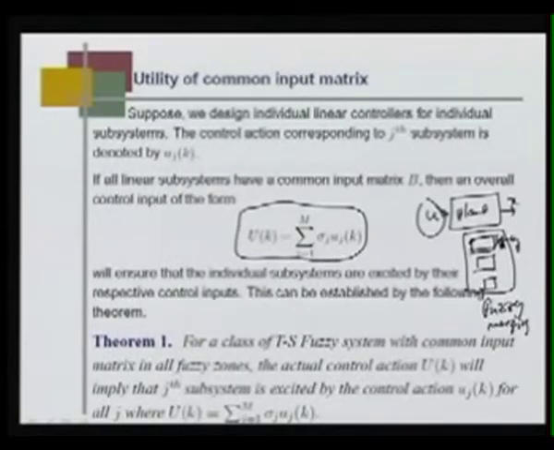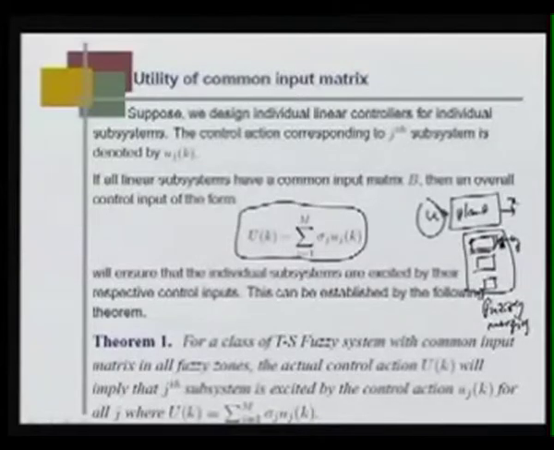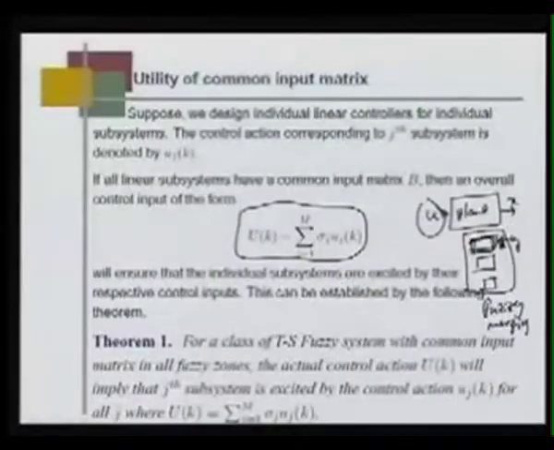For a class of T-S fuzzy systems with a common input matrix in all fuzzy zones, the actual control action u(k) will imply that the j-th subsystem is excited by the control action u_j(k) for all j, where u(k) is the fuzzy blending of all individual control actions. You must recognize this u_j is actually fake, we do not apply it to any actual system. It simply means that if I give u to the actual plant, the individual subsystem is experiencing a control action not u, but u_j(k). This is important. This holds only if all the subsystems of the T-S fuzzy model have a common input matrix, otherwise not.